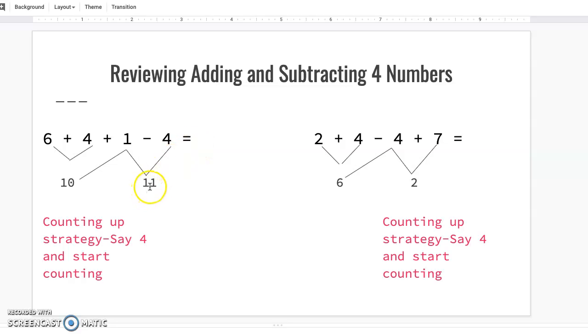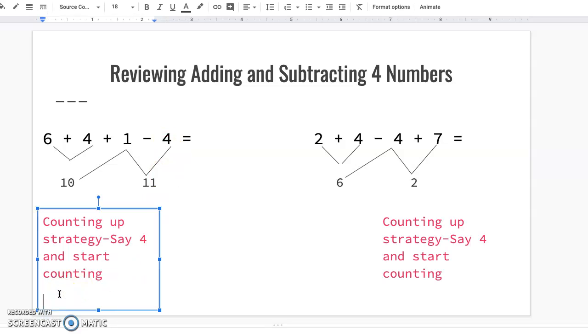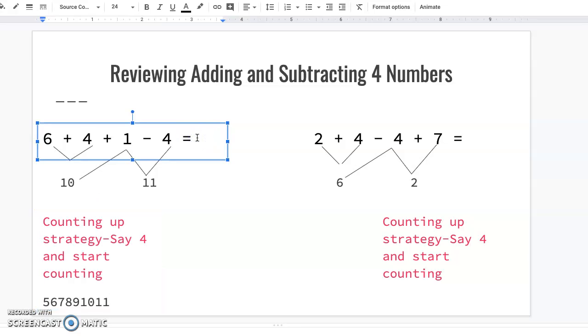So if it's 11 minus 4, we can use our counting up strategy. So we say 4, and then we'll count up to 11 to see how many 11 minus 4 would be. So say 4 in your head, 4, and then we count 5, 6, 7, 8, 9, 10, 11. So let's see how many that one is. 1, 2, 3, 4, 5, 6, 7 more numbers. So the final answer would be 7.